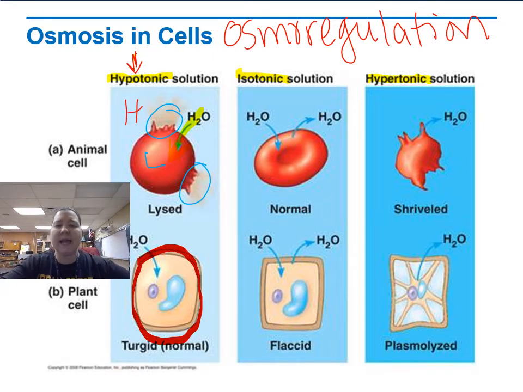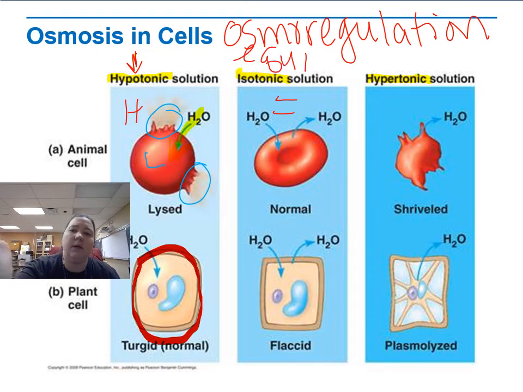Isotonic, just like iso means the same in geometry, if you have an isosceles triangle or whatever, iso means that the concentration is equal. So what happens is water's moving in and water's moving out at the same rate. Now, you may have heard the term equilibrium before. Equilibrium just means equal. So the solution is equal on both sides, and water is just moving in both directions.